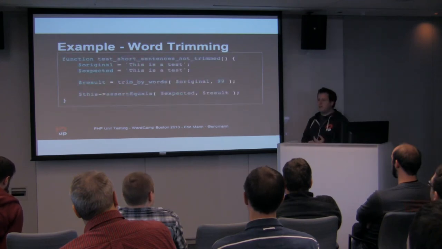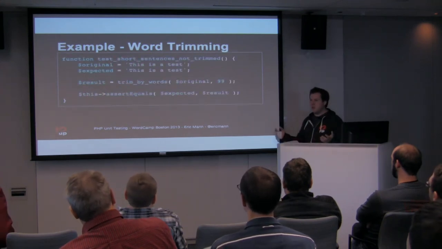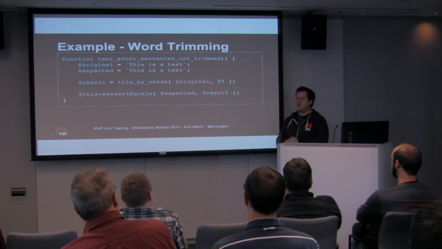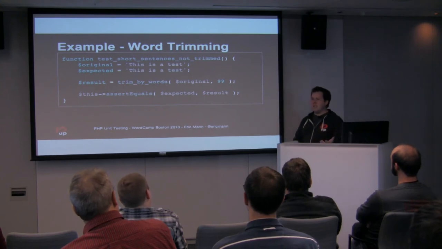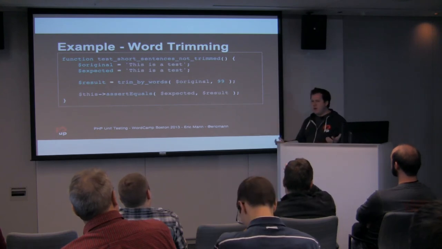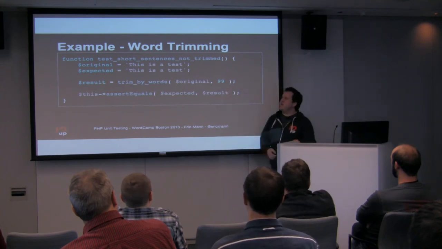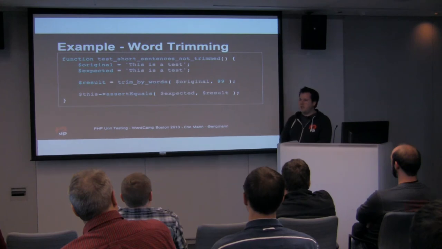So first test is we're going to test that a short sentence is not trimmed. So what if you want to trim everything in production to 40 words or less, and you're only writing sentences that are 10 words long? Well, you obviously don't want them to be changed. So in this case, we define our original string as "this is a test." And after we trim that, we're going to expect it to be, once again, "this is a test."